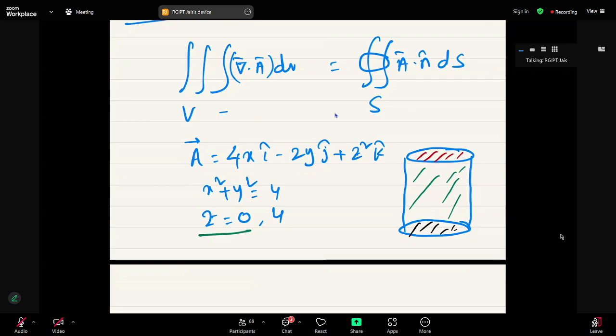Let's say this bottom surface is S1. This surface is z equal to 0. Let's say this upper surface is S2, for which z is equal to 4. Oh, not 4, 3. I told you 3. Z equal to 3. And for the curved surface, let's say this is S3. For this case, x square plus y square is equal to 4.